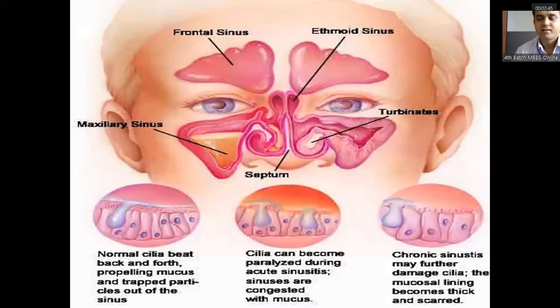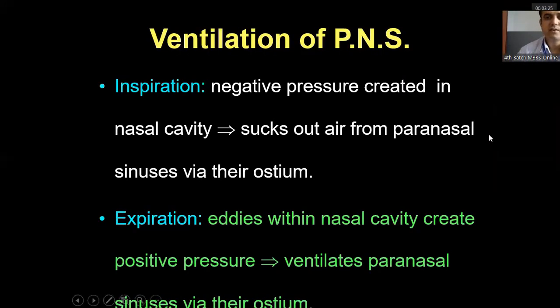Now look here. These are the paranasal sinuses, the frontal sinus, and so on. Because of the blockage here, look, the normal cilia beat back and forth, propelling mucus and trapped particles out of the sinuses. The cilia can become paralyzed during acute sinusitis, and the sinuses are congested with mucus. In chronic sinusitis the cilia are damaged, and the mucous lining becomes thick and scarred. So the normal cilia are here and here, and this is what happens after chronic sinusitis: the cilia become damaged, and there is further deterioration of the disease.